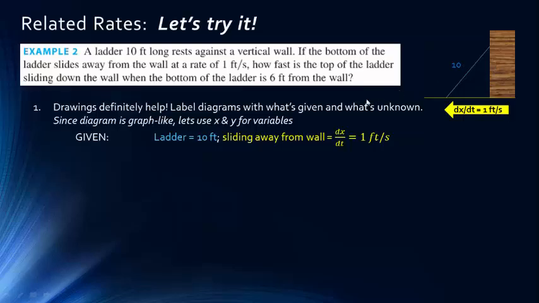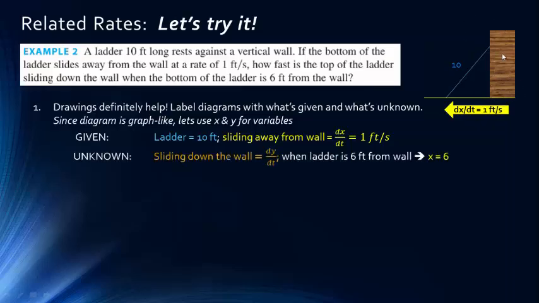So we're looking for how fast the ladder is dropping down the wall. And notice that this distance is negative because it's getting smaller. As the ladder slides down, the distance from the ground is going to get smaller, so we expect this derivative to be negative. Derivatives that are positive are increasing. Derivatives that are negative are decreasing. Okay?